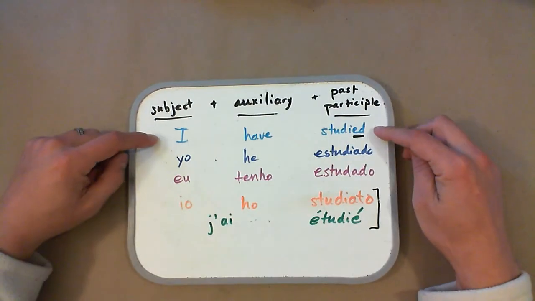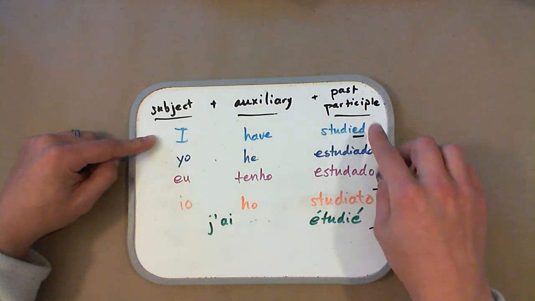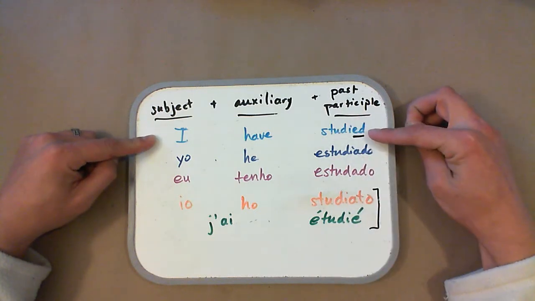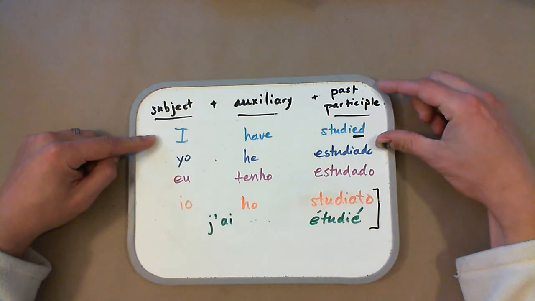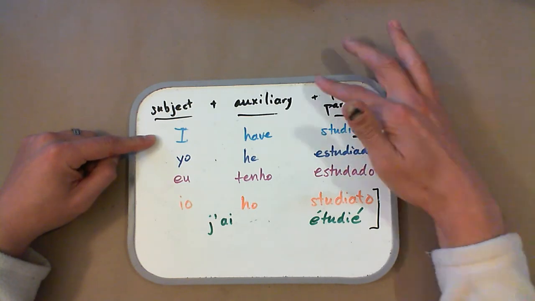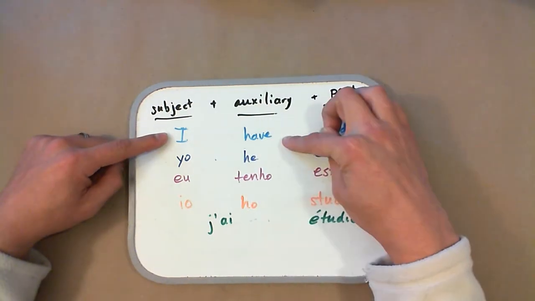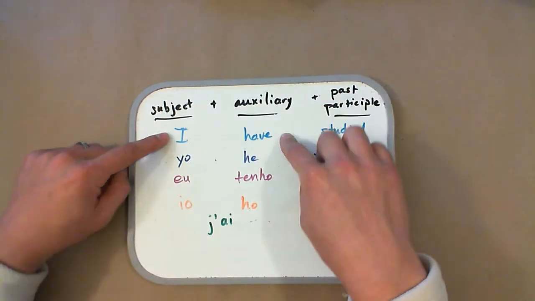We'll talk about how we form this. We'll talk about some exceptions here later on, but this is a regular verb. You can tell it's regular because it ends with ed. This part here is called the past participle, and it never, ever, ever changes in this construction. The part that changes is the first part, have, the auxiliary here.